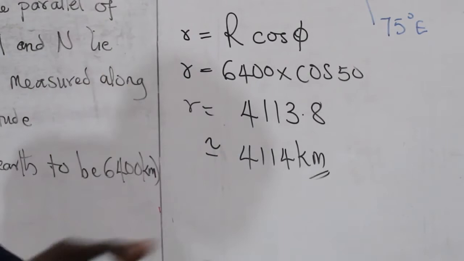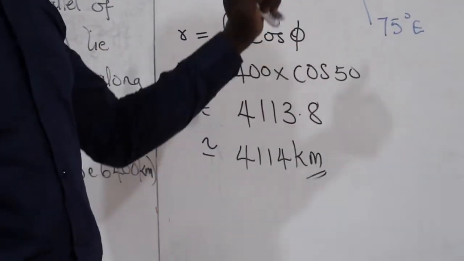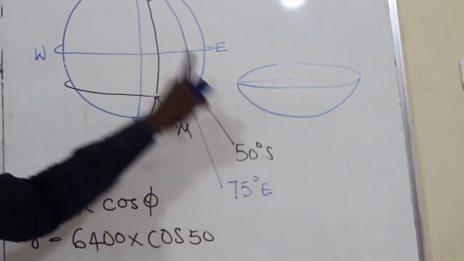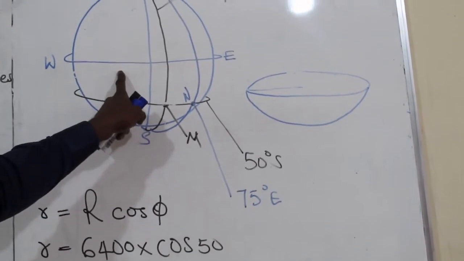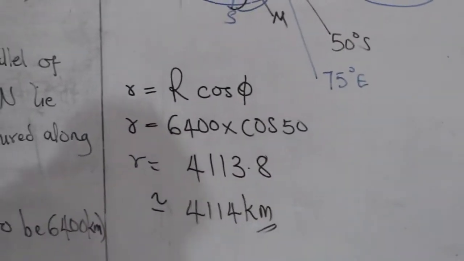It's smaller than the radius of the Earth, and of course that's what I said before, knowing that the radius of this small circle will be smaller than the entire radius of the Earth, which is 6,400. So I'm going to go to the next question, which is the B part.